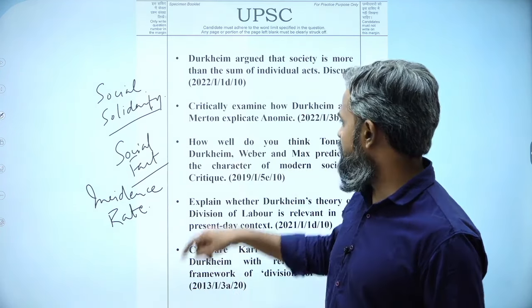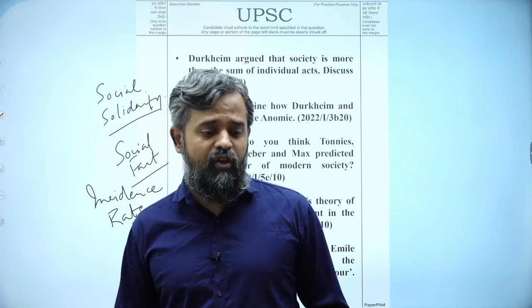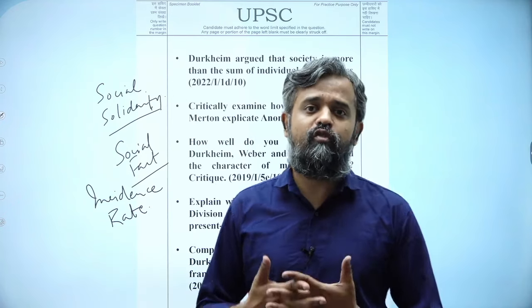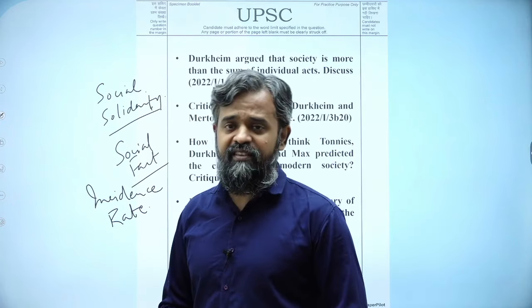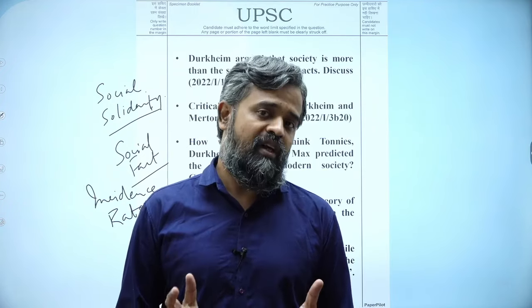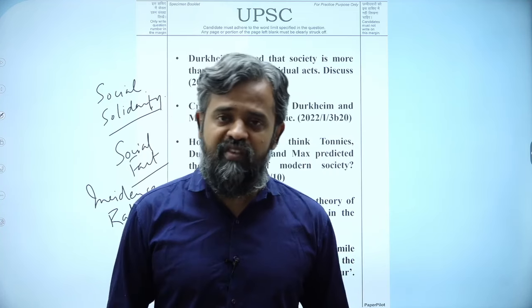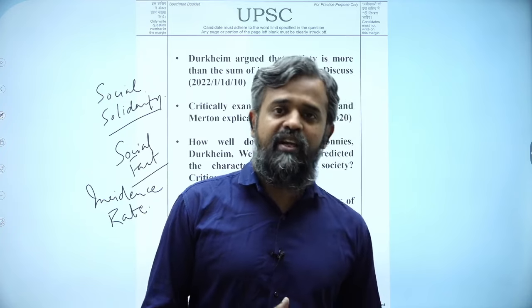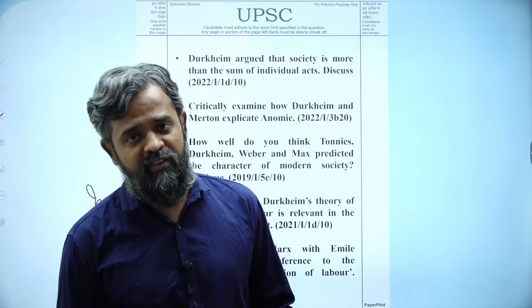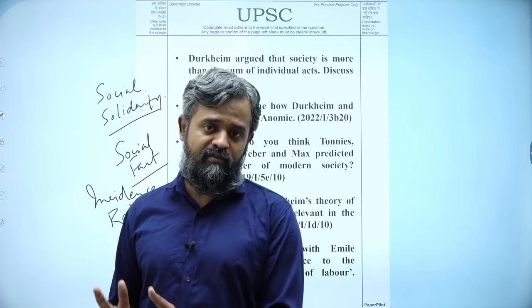How Durkheim and Merton explicate anomie. Now, for Durkheim, anomie is essentially a situation of normlessness, right? And it is not something that Durkheim considers normal. Anomie is something that Durkheim is not very happy about. So he talks about anomie in Division of Labor, and about how a certain kind of normlessness is to be understood as anomie. So it is a pathological thing for Durkheim.